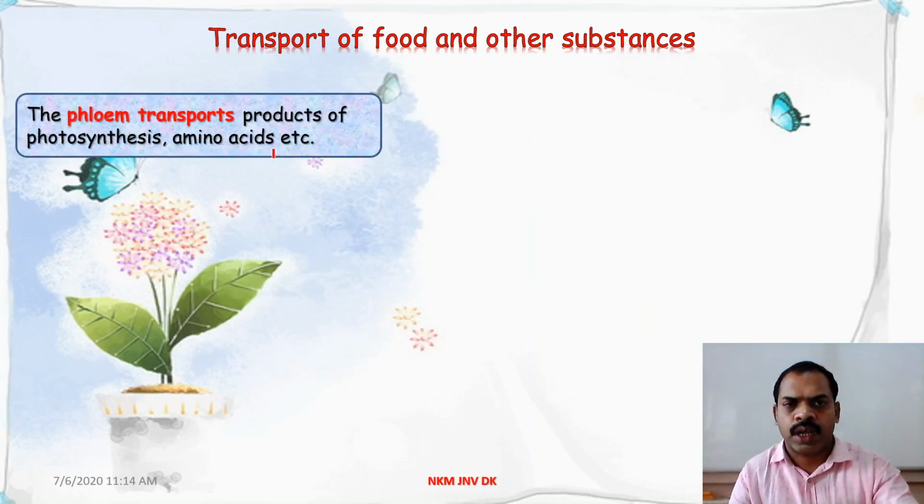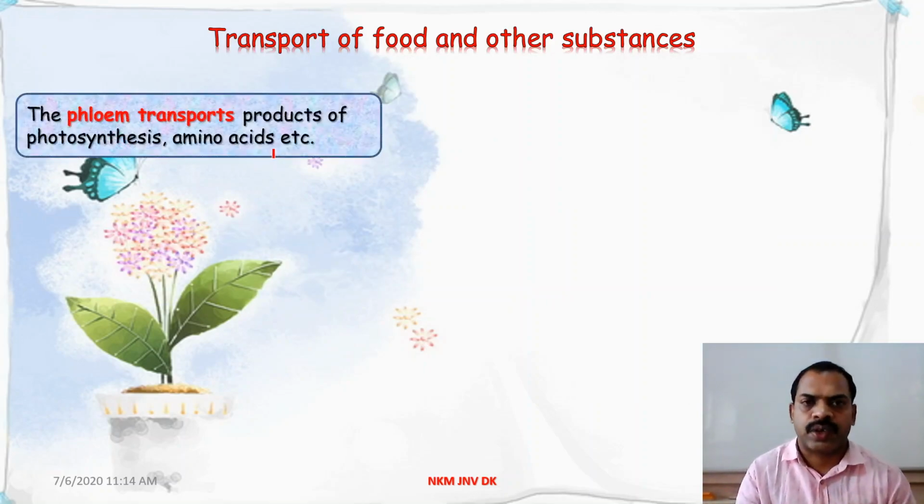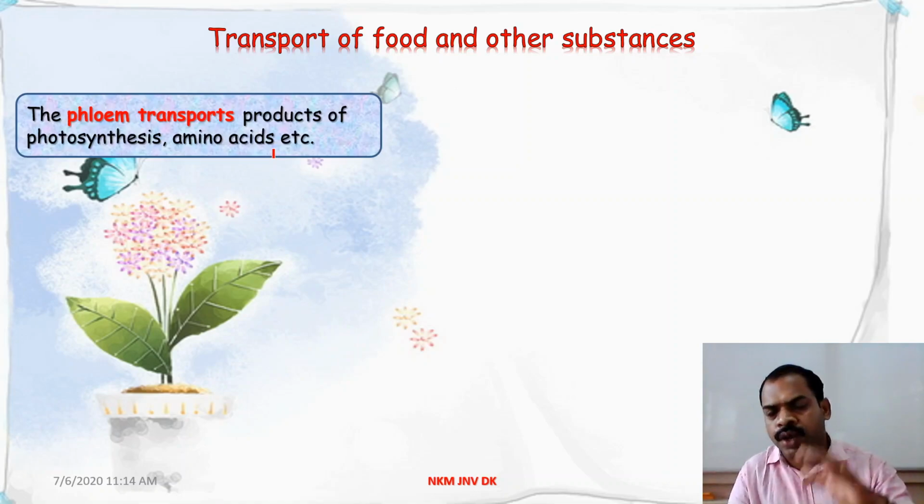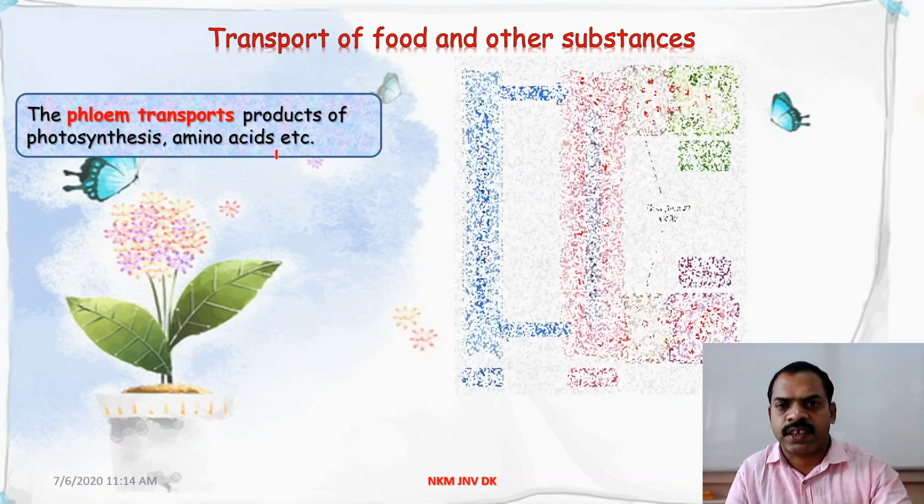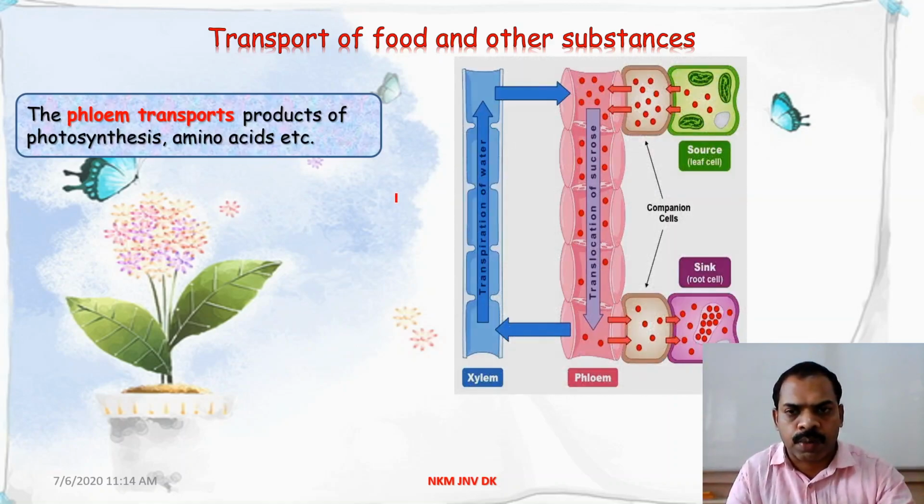Now let us see about food transport. So what is the food formed by the plants? The photosynthetic product, that is glucose, as well as other amino acids and plant hormones. All these have to be transported by the phloem, another conductive tissue. Now we have discussed the transport of water by xylem. Now let us discuss the transport of material by phloem.